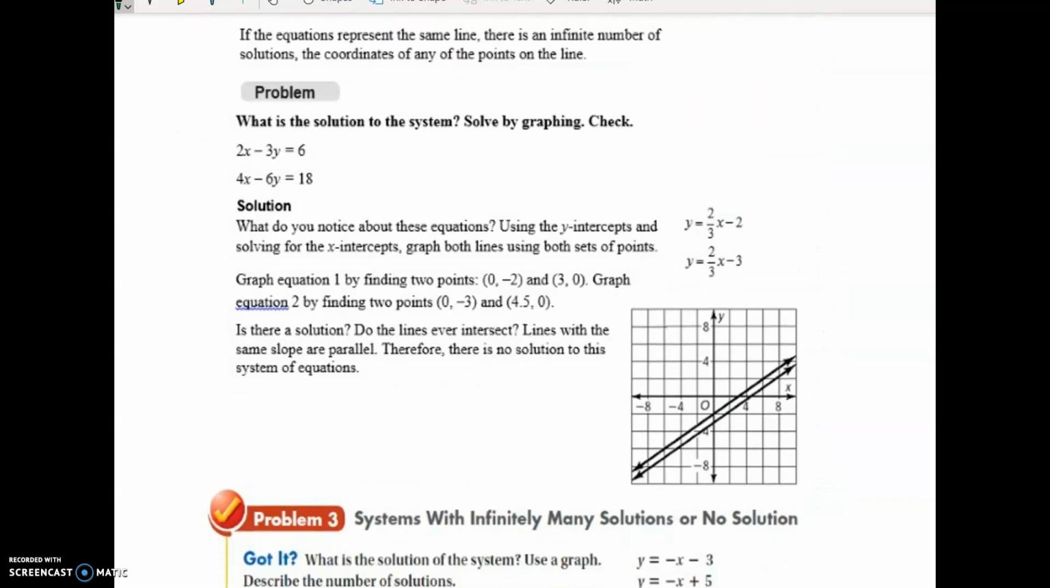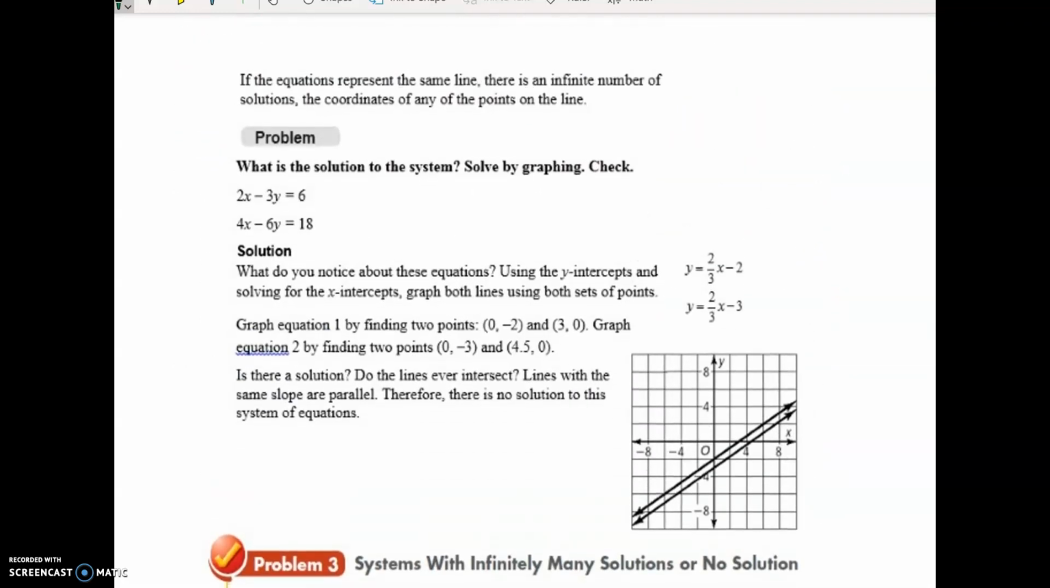Now, the next example here is talking about when we have infinite solutions or no solutions. So if the equations represent the same line, we consider that an infinite number of solutions, and the coordinates of any point on the line would be a solution. So I might want to just highlight that. If the equations represent the same line, then we say there is an infinite number of solutions.